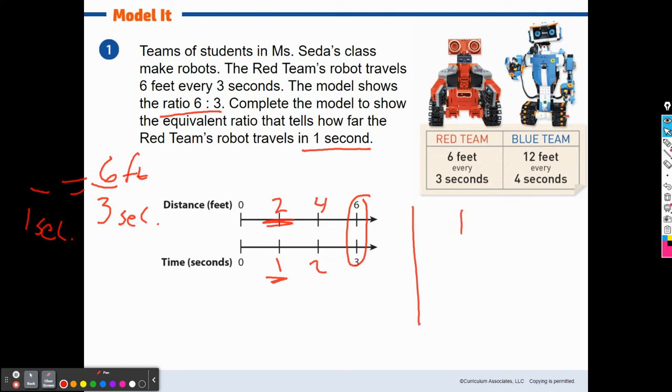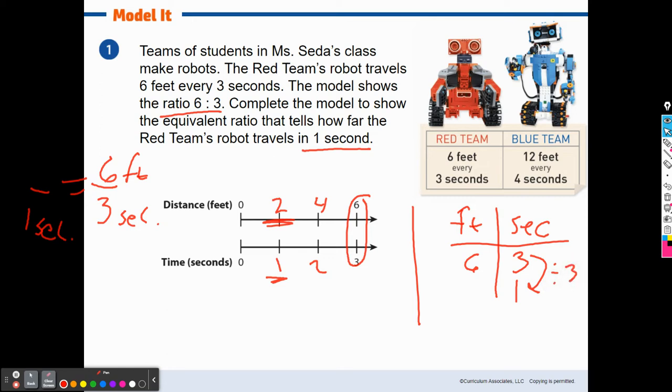So we have feet per second, right? And we had a ratio of 6 to 3, and we want our seconds to be 1. So now I'm finding an equivalent ratio. Well, how do I get from 3 to 1? Any number divided by itself is 1. I have had very few students this week that can tell me that.